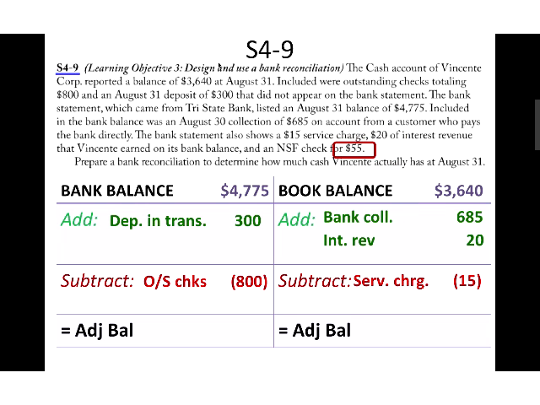And the next number we see is an NSF check for $55. So this is a $55 check that a customer has given us. We deposited it, and then the bank is rejecting it and says that the customer didn't have enough money, it's non-sufficient funds, so they're charging us. So we're going to have to deduct the NSF check of $55 there.